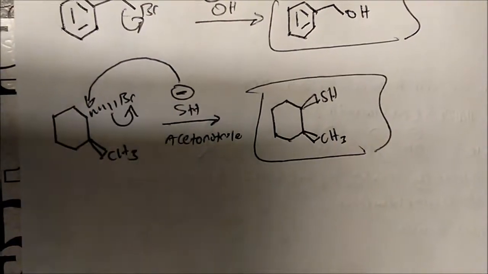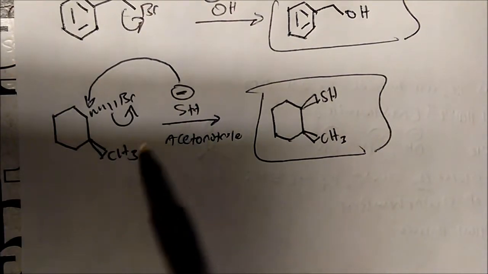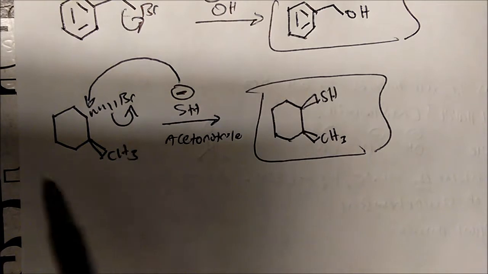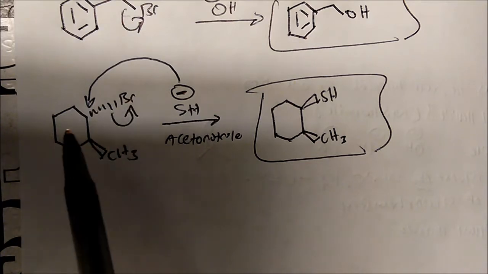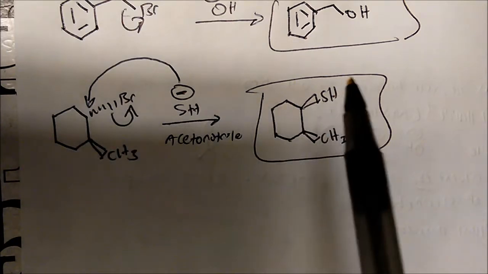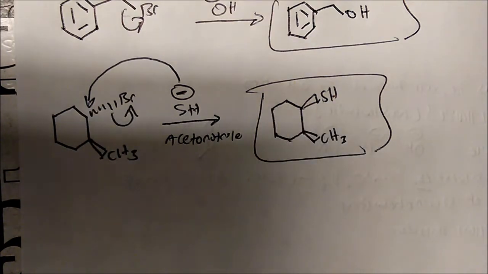This is exactly what we mean by inversion of stereochemistry. Notice that my bromine, my leaving group, went from a dash to the nucleophile being a wedge. So that's what we mean by inversion of stereochemistry, and what this does is change the R and S configuration.